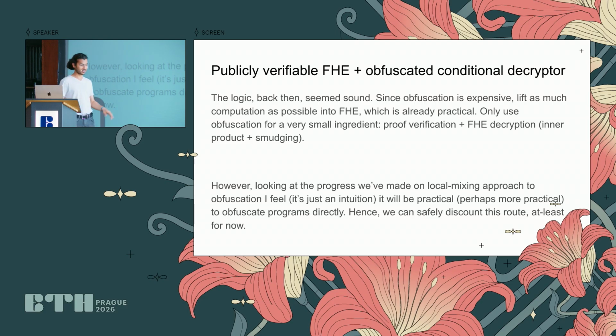Now, the logic back then, and I think still today if I look back, seemed sound in my opinion, but obfuscation as a cryptographic primitive is harder than FHE. Intuitively, logically, it should be more expensive. So you should try to lift up as much of compute as possible into something that is more practical today, which is FHE, and only limit obfuscation to a very small surface area, which is this conditional decryptor.